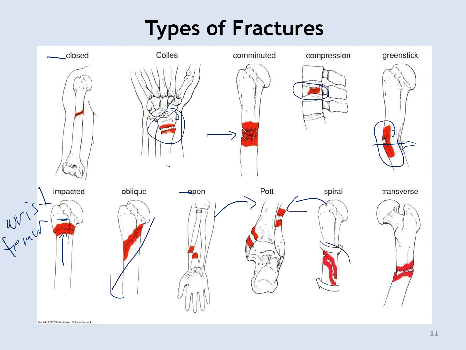Spiral fracture is a twisted pattern, this twisted spiral break going down the bone. And then a transverse fracture occurs when you break a bone and then it starts to get dislocated and move, so your break doesn't line up anymore.